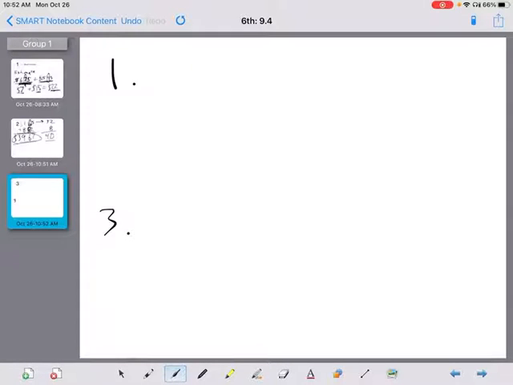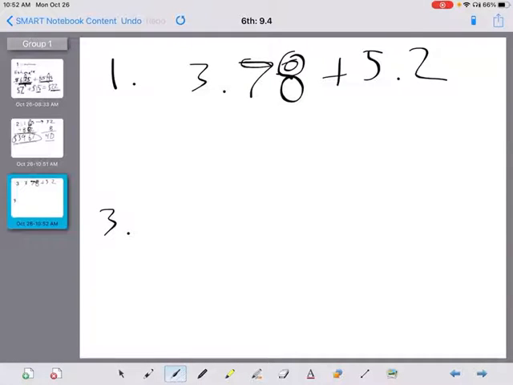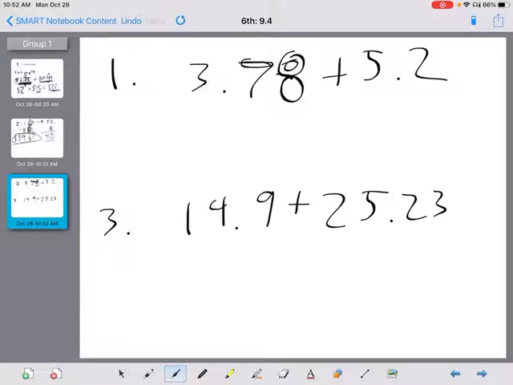Number 1 is 3.78 plus 5.2, and then number 3 is 14.9 plus 25.23. You can pause the video and do those and then come back. Remember, you're supposed to also estimate afterwards to check if your answer was reasonable. So pause the video now, and then you can come back and check to see if you got the right answers.